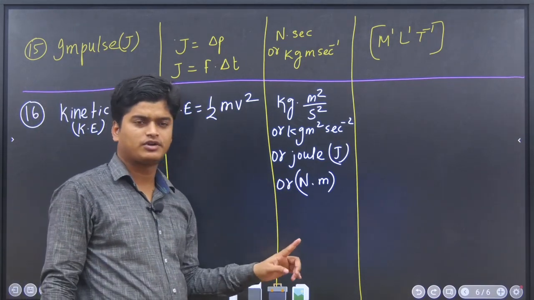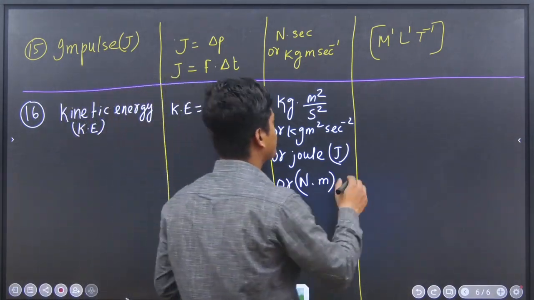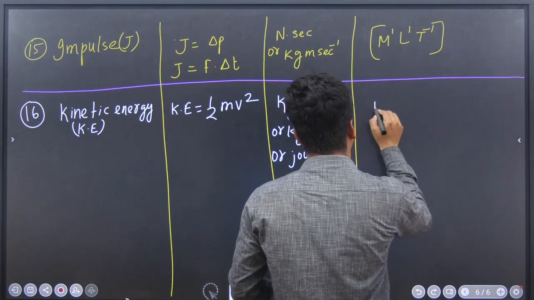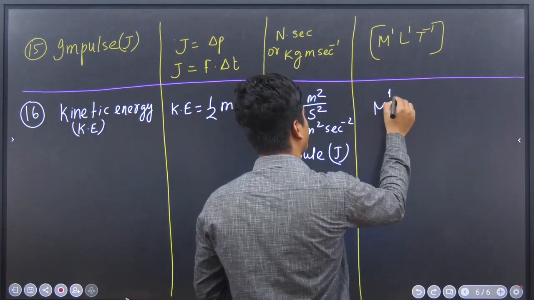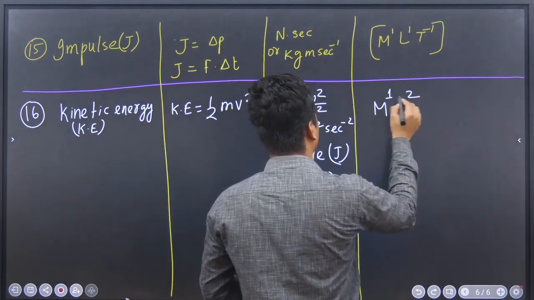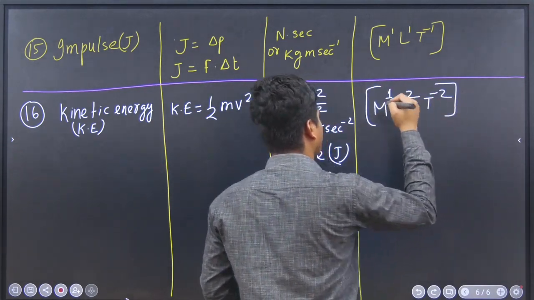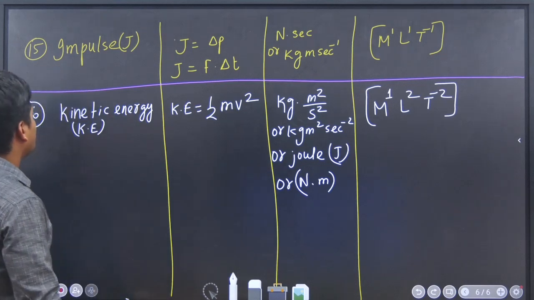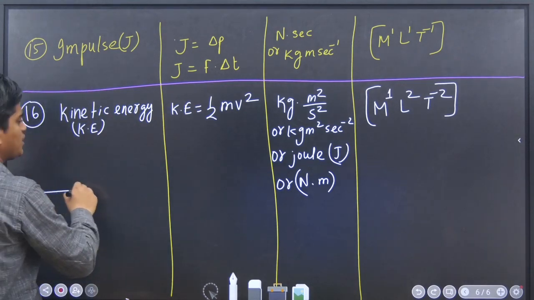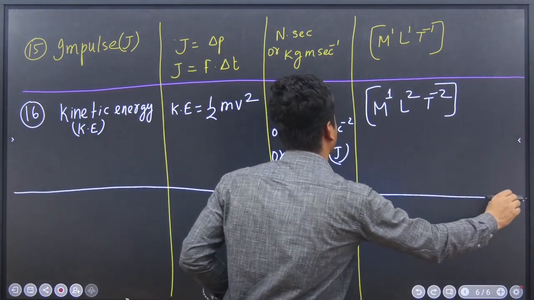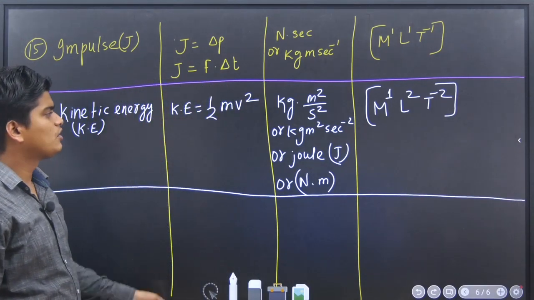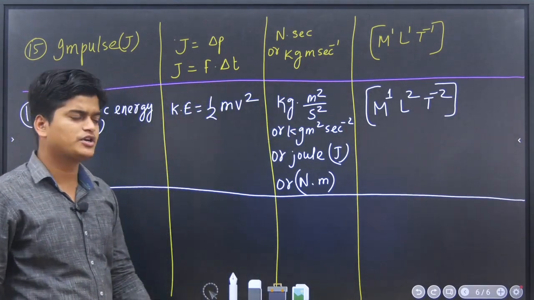We will explain work later, we will explain that one. So this formula I can remember. Now if I write the dimension, what will happen? Kg occurs one time, so M to the power 1. Meter occurs 2 times, so L to the power 2, and T to the power minus 2. So remember this one. The kinetic energy SI unit is kg meter square second to the power minus 2, or M1 L2 T to the power minus 2 is the dimension.